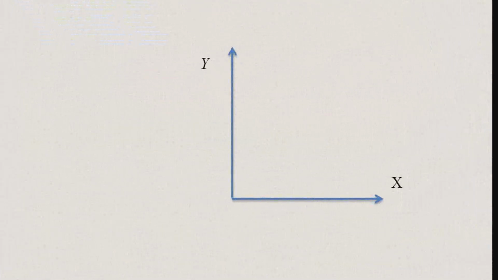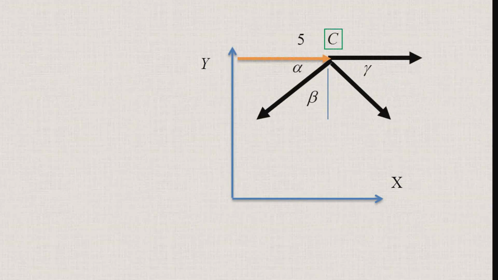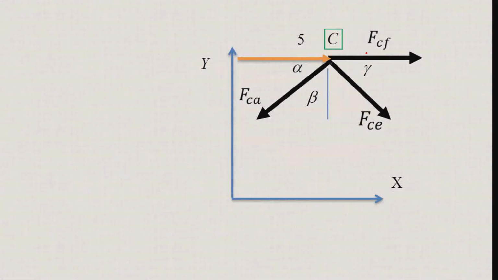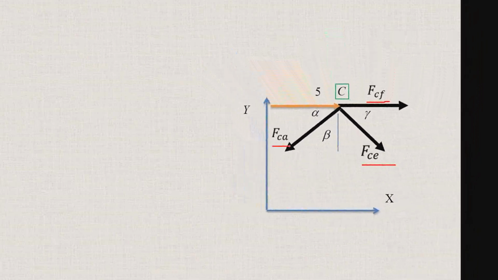We will go now to joint C and we will repeat the static equations. These are the x and y coordinates. This is the free body diagram of joint C. The internal forces in the members are labeled FCF, FCE, and FCA.